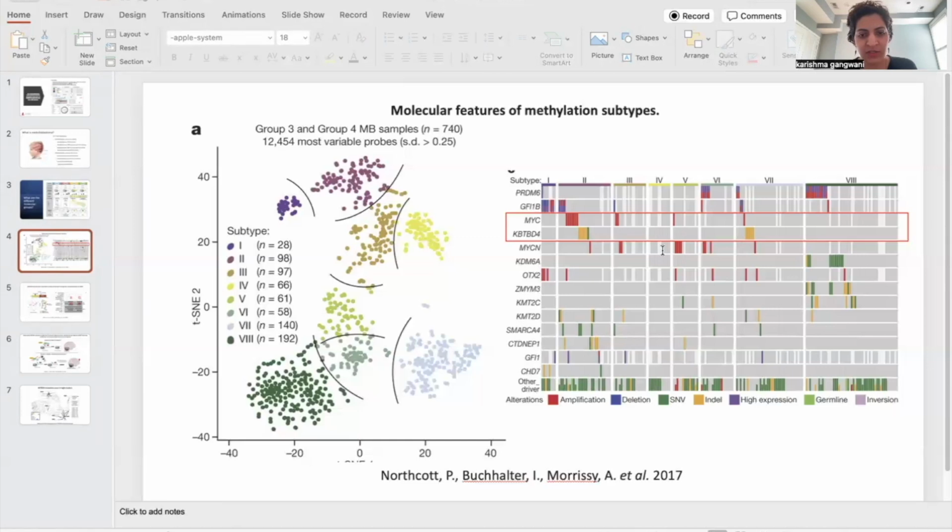So in this matrix, we can see that MYC amplifications occur in subgroup 2, 3, 5, and 7. And then you can also see KBTBD4 indels, which are insertions or deletions, that occur in subgroup 2 and subgroup 7. So this basically tells us that this group is very heterogeneous. Some of these mutations are overlapping across the different subtypes, and so the classification is still not very clear.